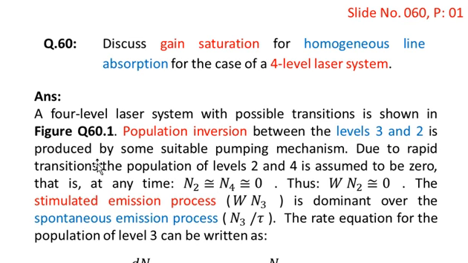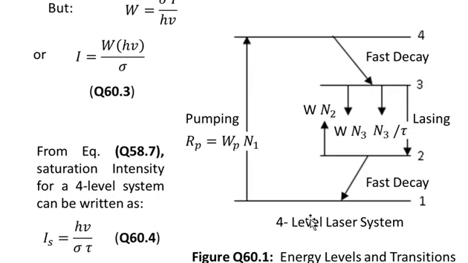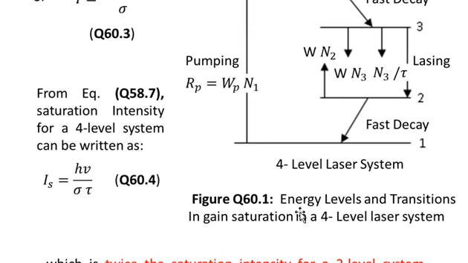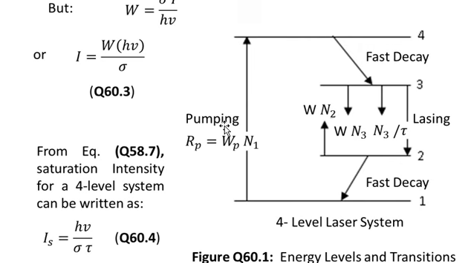The answer is, a 4-level laser system with possible transitions is shown in figure 1. So let's see this figure first. These are the 4 levels of a 4-level laser system labeled as 1, 2, 3 and 4. Let's read the caption. Energy levels and transitions in gain saturation in a 4-level laser system. Pumping is shown from level 1 to level number 4.